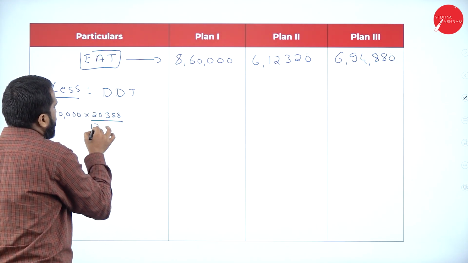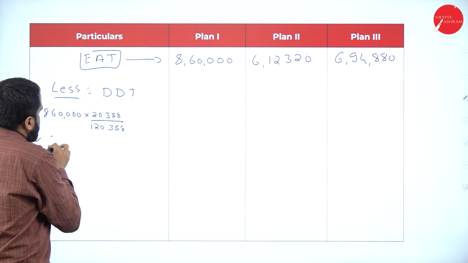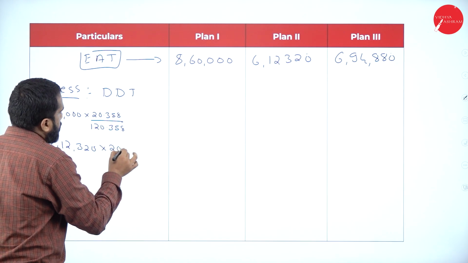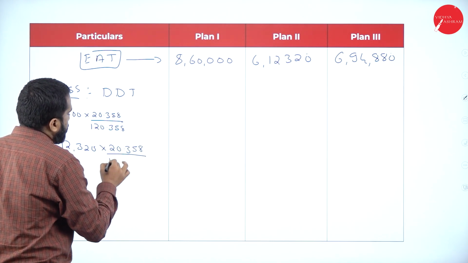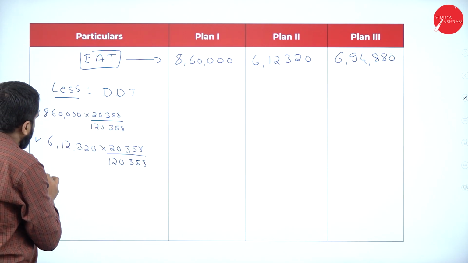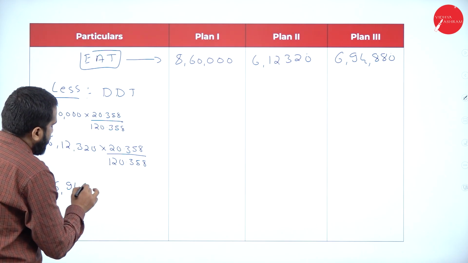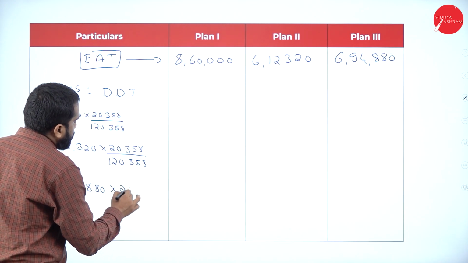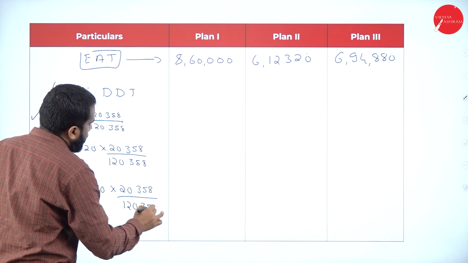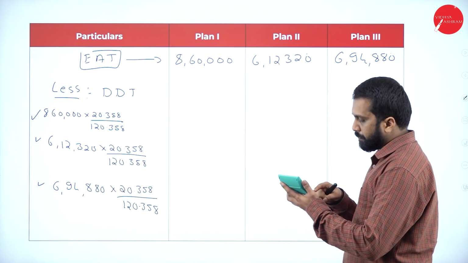20.358 divided by 120.358. First one. Second one, 6,12,320 multiplied with 20.358 whole divided by 120.358. That is the second one. Go to the last one. Third, 6,94,880 multiplied with 20.358 whole divided by 120.358. This is the third one. So we're done with 3 calculations actually.